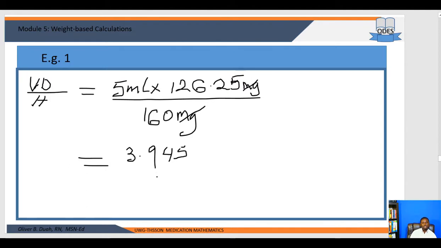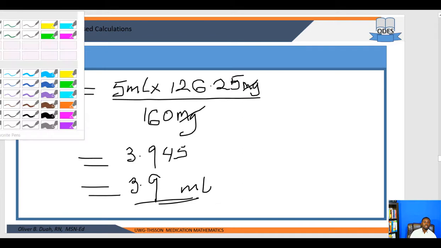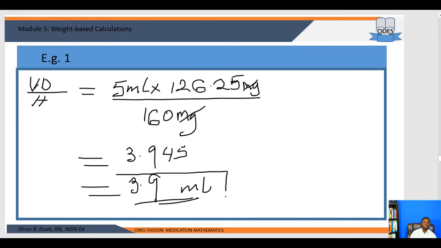3.945. So using our rounding rules, we will round to 1 decimal place, and so this will give us 3.9 mLs, and this will be our final answer, 3.9 mLs. That is what we will administer per each dose. Okay.